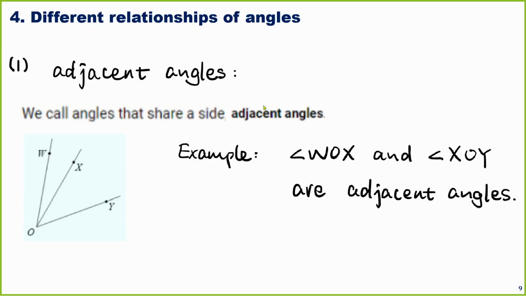Alright, then next let's have a look at different relationships of angles. First, adjacent angles. What do adjacent angles mean? We call angles that share the same side adjacent angles. For example, as shown on the left side, angle WOX and XOY are called adjacent angles. Again, this is just a concept. Adjacent angles means angles share the same side.